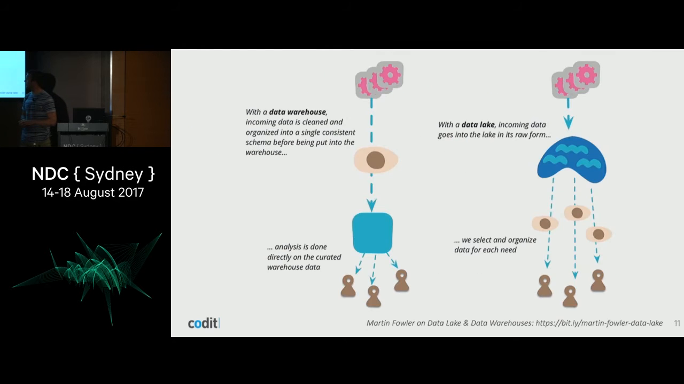So if we see this picture of Martin Fowler, who wrote a very nice article about this, you can see on the left the data warehouse where you basically clean the data before you store it, and then the analysis is done based on that schema. So basically you prepare the data for the analysts, whereas on the right you have the data lake, where you just have everything in one big data store, and they just transform the data they need for their reports, visualizations, or whatsoever.